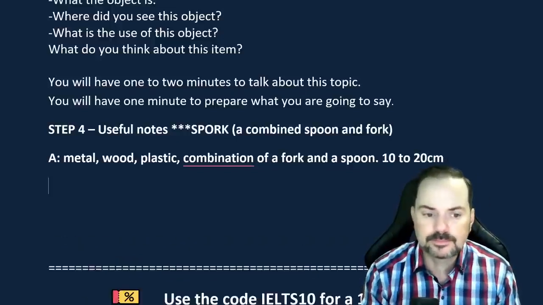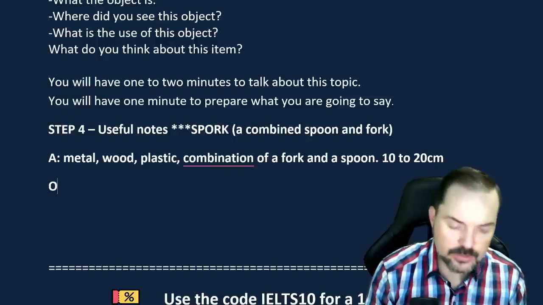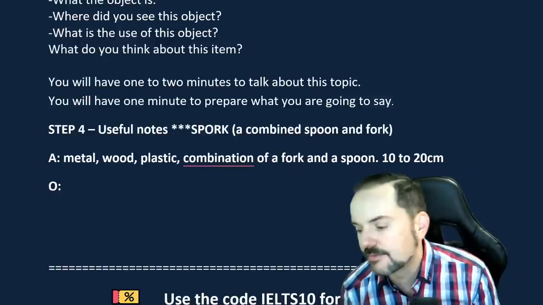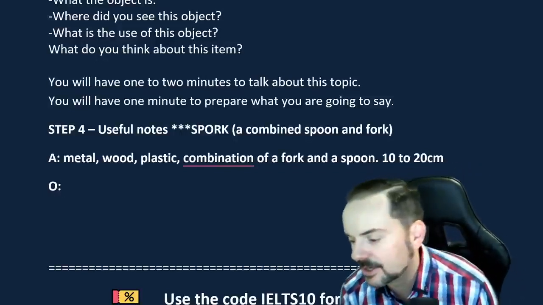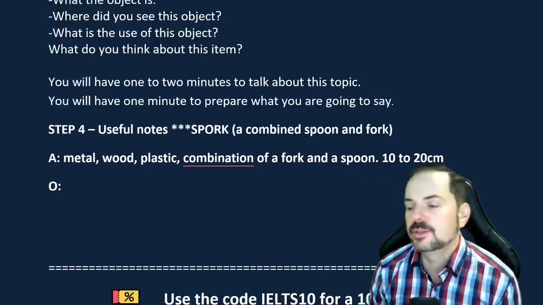Okay. All right, its origin. Where do you think you can get a spork from? Okay, Amra says silver in color. Sure. And where do you think you can get a spork from?